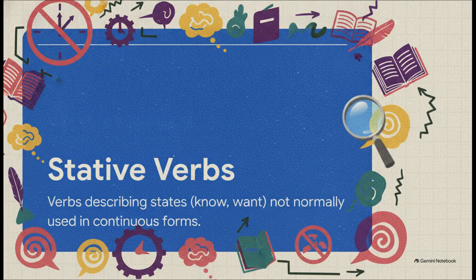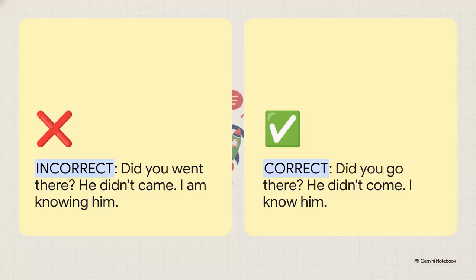Okay, here is a massive pitfall you need to avoid. Stative verbs. These are verbs that describe a state of mind, a feeling, or possession. Words like know, understand, believe, or want. Because they are basically states of being, they are not normally used in the continuous ing form. Because of how those stative verbs work, you just can't say, I am knowing him. It's simply, I know him.